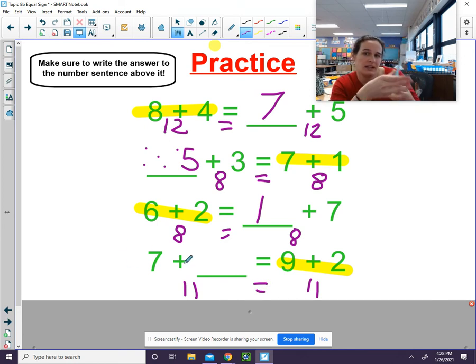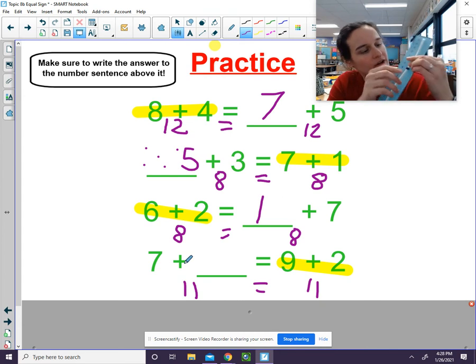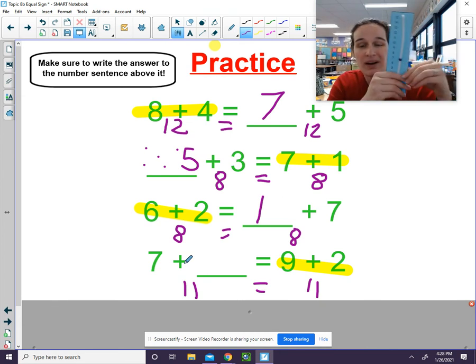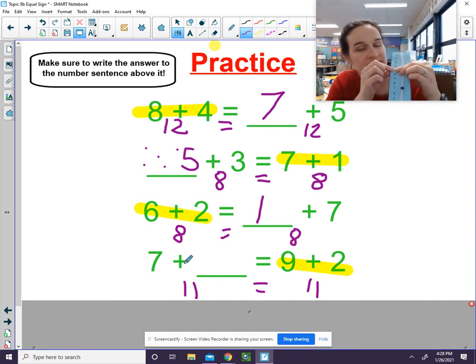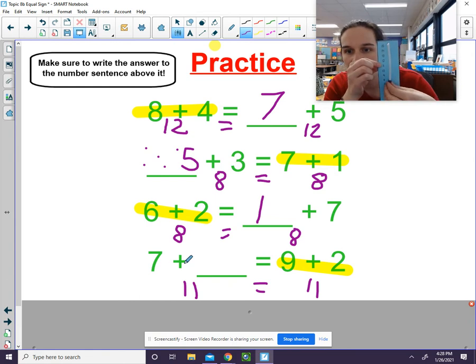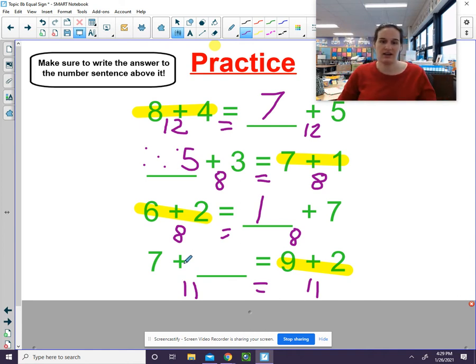I'm going to use my number line again. That seems like a handy tool. I'm going to start at 7. And remember, I have to get up to 11. So let's count how many it takes for me to get up to here. So I got to get to here. This is 11. Okay, let's see how many it takes. 1, 2, 3, 4. It took me 4 to get there.